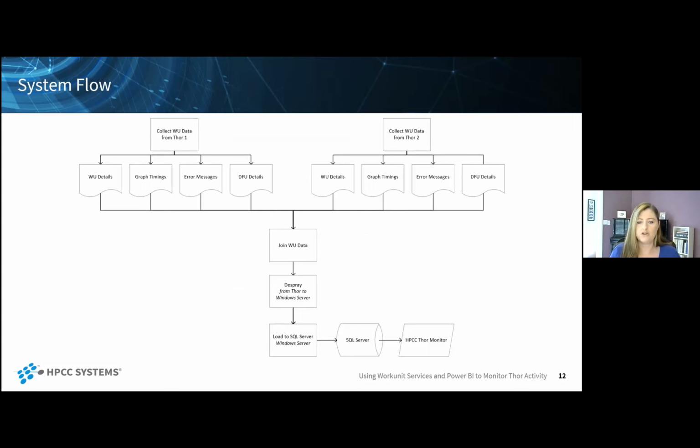One with the list of work unit IDs and the details from work unit list and work unit timings. One with the graph timings for all of the work units with 1 record for each subgraph. One with the error messages and all of the work units with 1 record for each error message. And then finally, one with a list of DFU work unit IDs and the details that we collected from the SOAP calls.